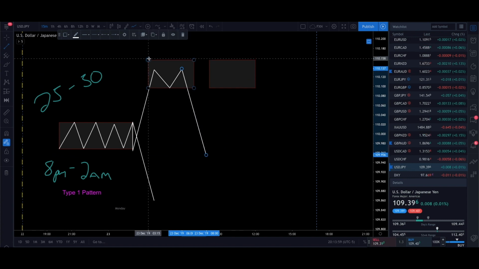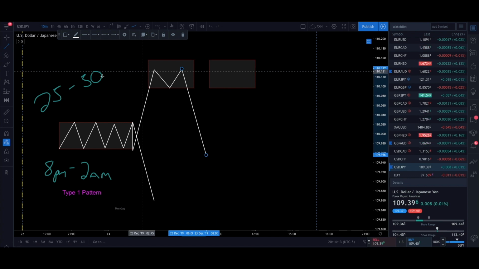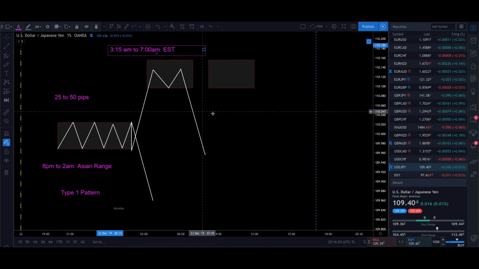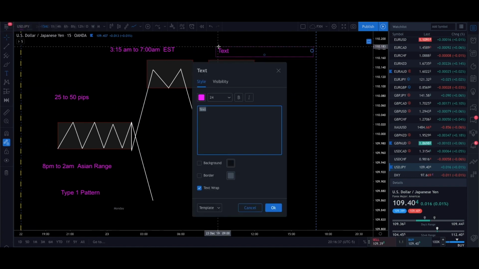This box up here is basically your trading zone for London. The second box in this example is your trading zone for the US session. The times for this box are 3:15 to 7 a.m. Eastern Standard Time. The US box is going to be 8:15 a.m. to about noon, 12 p.m. Eastern Standard Time.